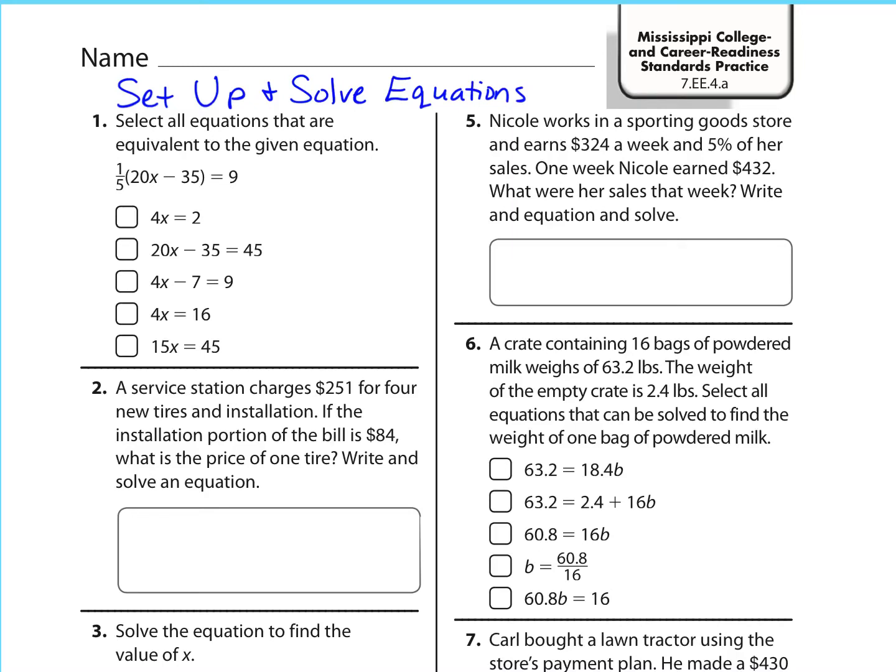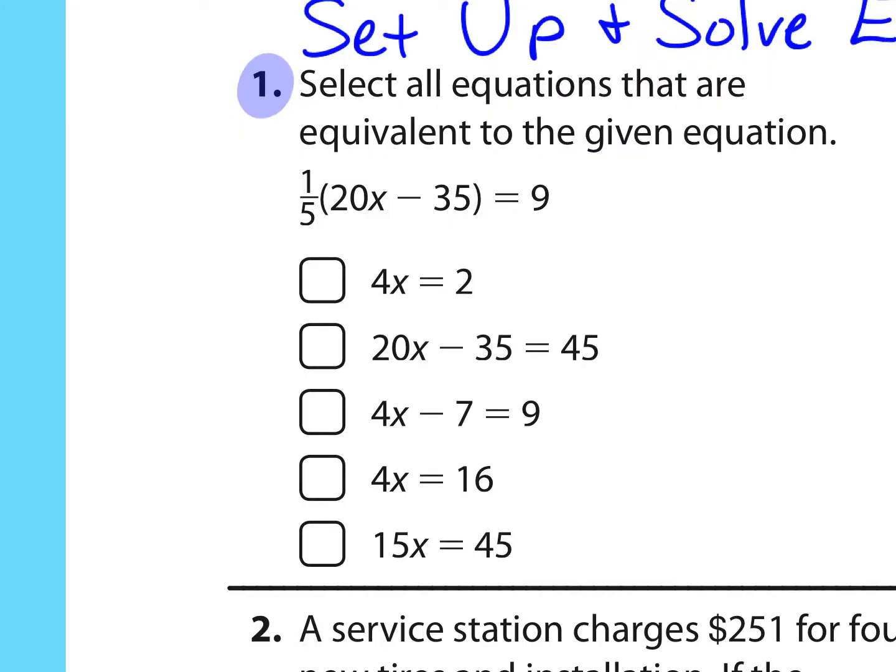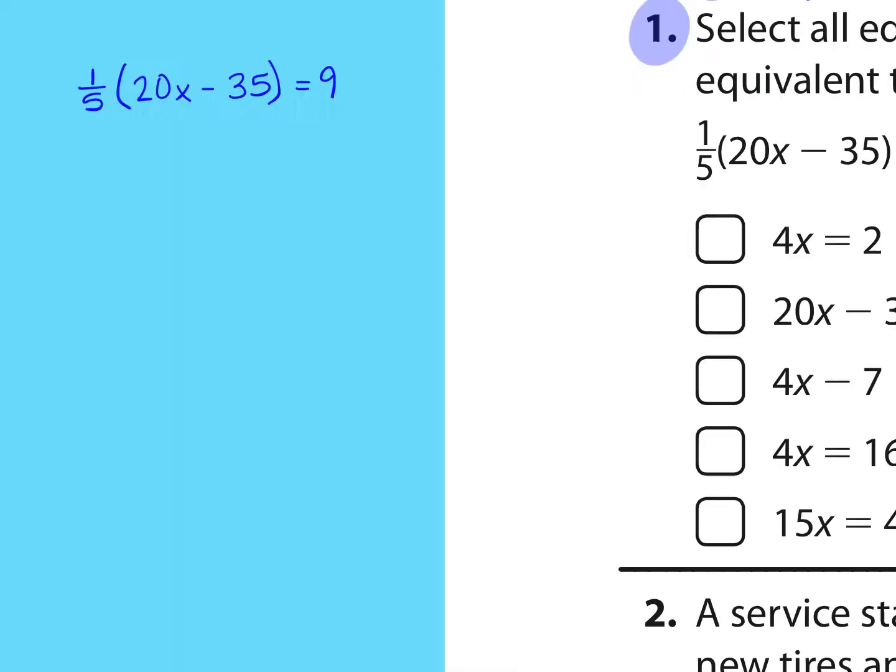7.EE.4a, we're going to set up and solve equations. Problem number 1 says select all equations that are equivalent to the given equation. So I'm going to rewrite this on the side where we can solve it and have some space. So in solving an equation, the very first thing you would do is see if you can do any simplifying. So we can simplify by doing the distributive property.